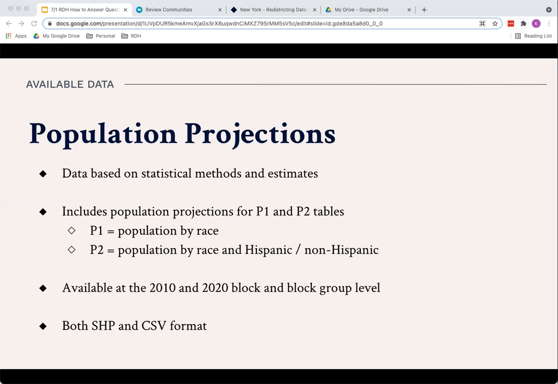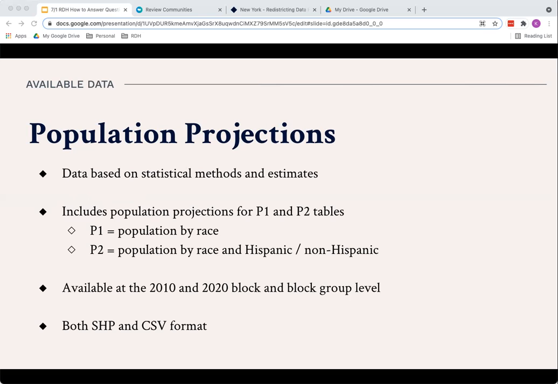For the population projections, Haystack DNA used the Census Bureau state level projections and produced block and block group projections. That means they are estimates based on statistical methods and assumptions. So like the ACS and CVAP data, there is some amount of uncertainty here. We have this data for what are known as the P1 and P2 tables. The P1 census table is population estimates by race, and the P2 table is population by race and ethnicity, so breaking it down between Hispanics and non-Hispanics.